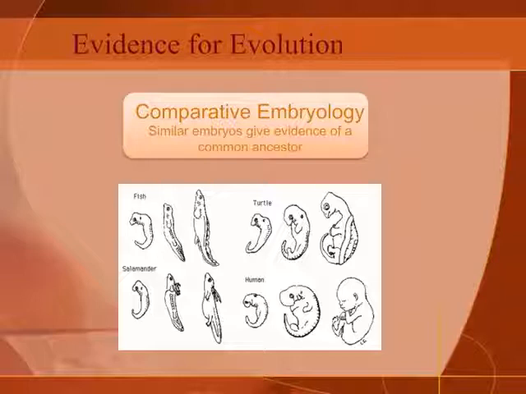But moving to the second stage of development, the fish and the salamander look quite different from the turtle and the human. And by the third stage, there are very noticeable differences. This gives us evidence that the fish and the salamander have a closer relationship to each other than they do to the turtle or the human.